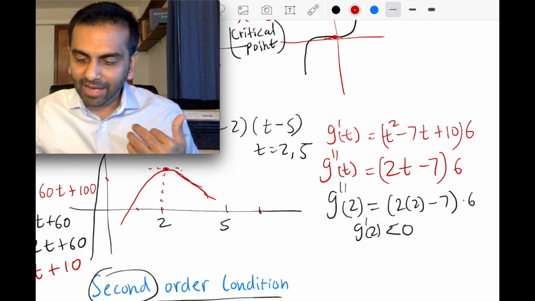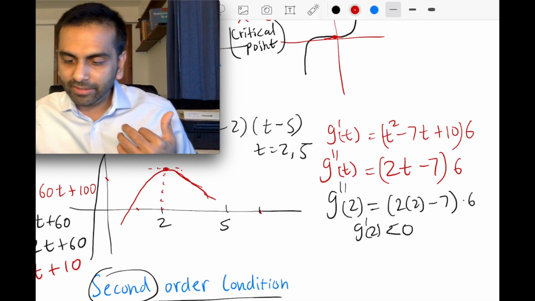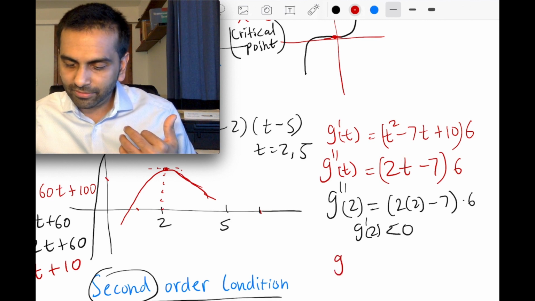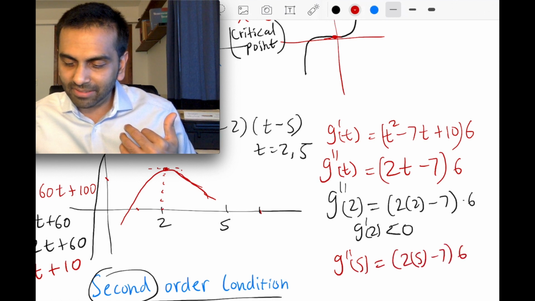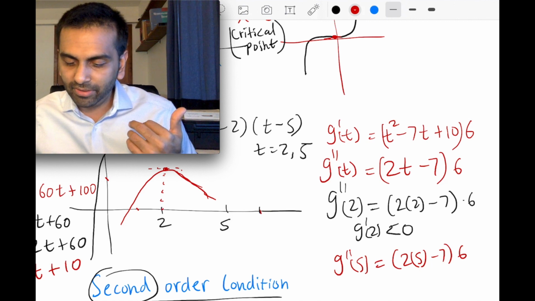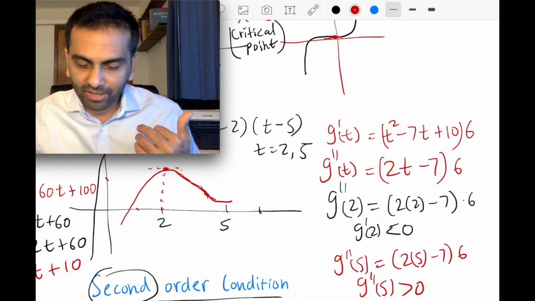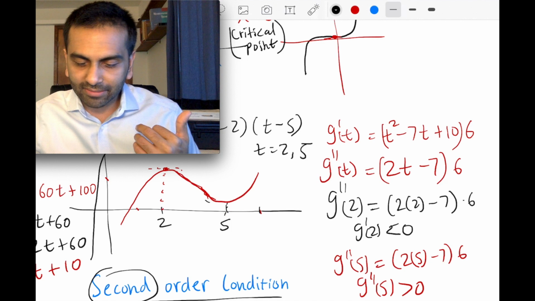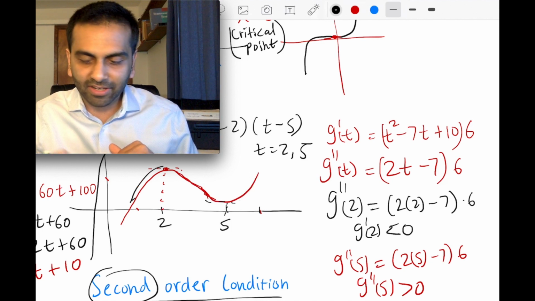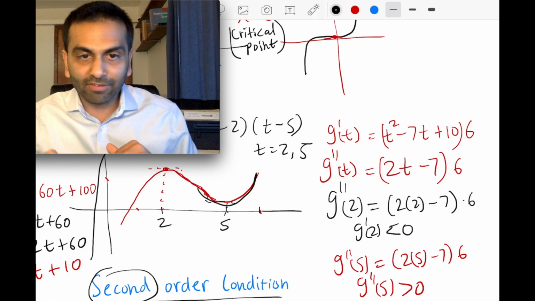And similarly at 5, when you plug in 5 for t, g double prime of 5 is going to be 2t minus 7. So that's going to be positive. That's going to be 10 minus 7, which is 3 times 6. So again, a positive number. So g double prime of 5 is a positive number, meaning the function is concave up. And so when you look at it, this is like a concave up smiley face, right? Versus upside down smiley face for concave down. So this is a concave up function.